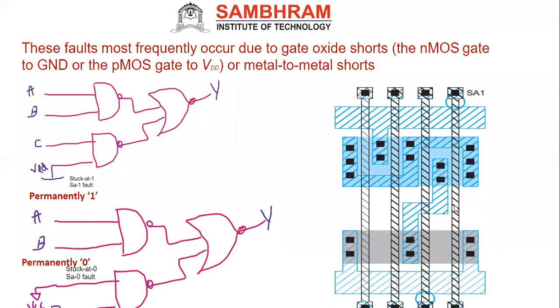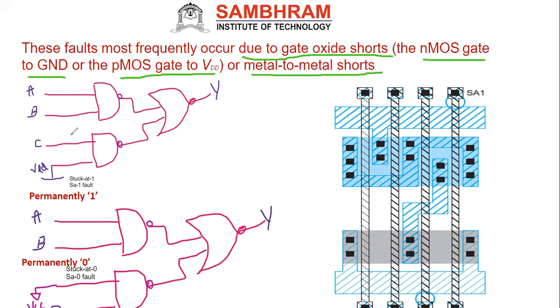Now you can see the example here. Especially, the fault models most frequently occur due to gate oxide. This is what I said earlier: due to gate oxide shorts, that is, the NMOS gate to ground or the PMOS gate to VDD, or metal to metal short can also happen.